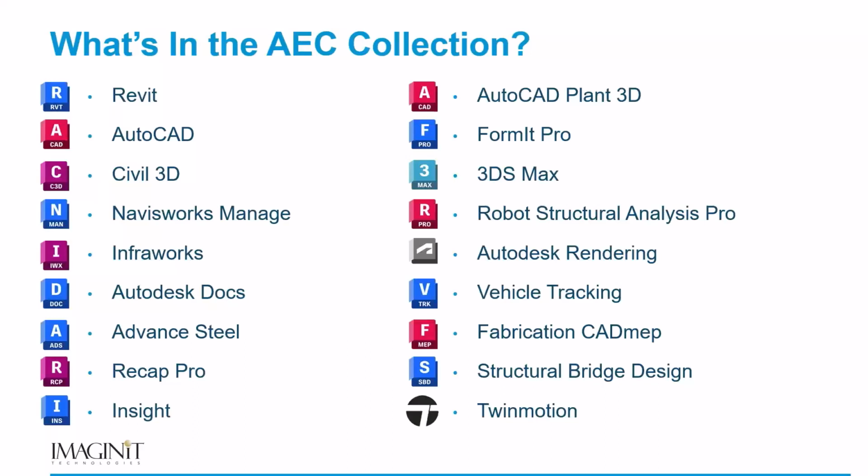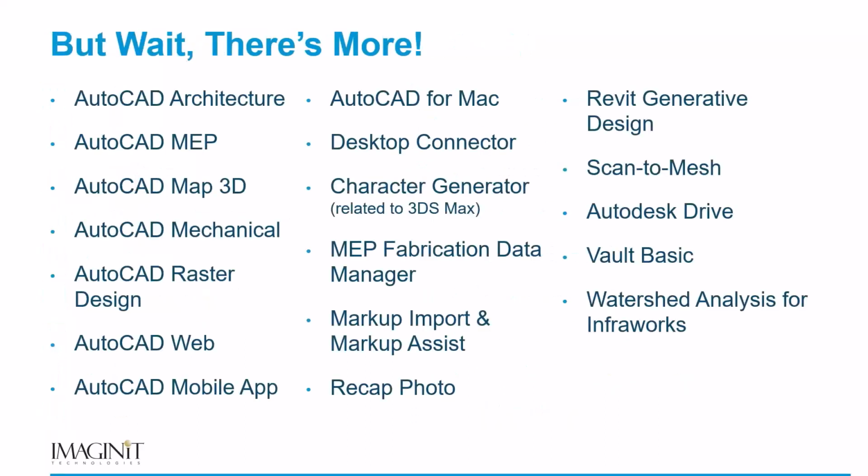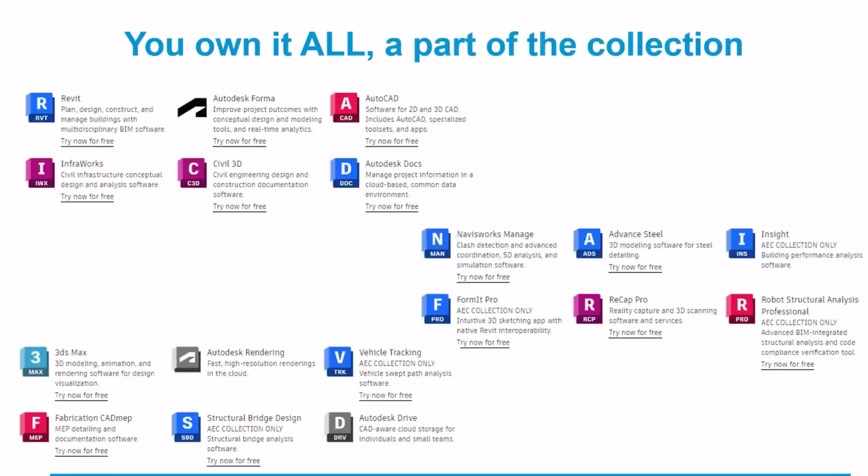You may not use it all. You may not even know that you had access to these pieces of software because there's just so much inside of the collection. Over 30 pieces of software that you'll be able to use, both physical and cloud-based technology that you may have access to.